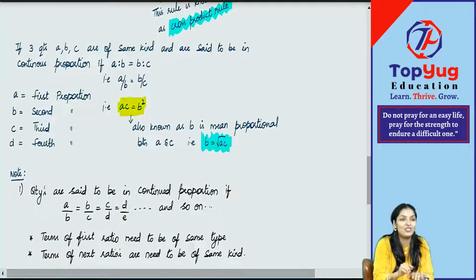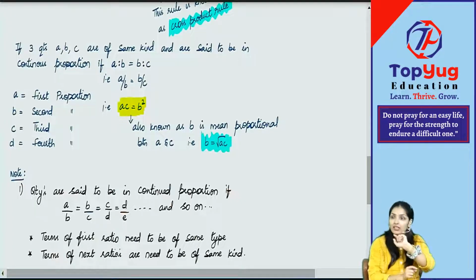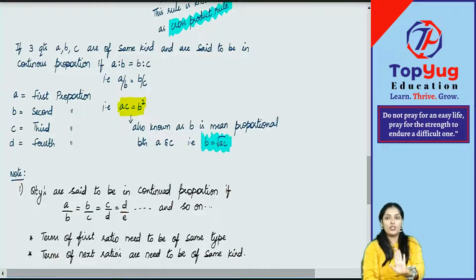Now alternate ratio, alternando. Thankfully you all are awake now. So what is alternando? If A is to B is equal to C is to D, then A is to C is equal to B is to D. Very good. Now the next one is componendo. If A is to B is equal to C is to D, then A plus B by B is equal to C plus D by D.